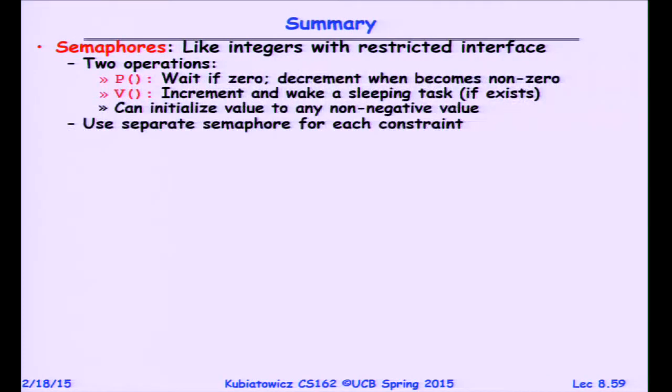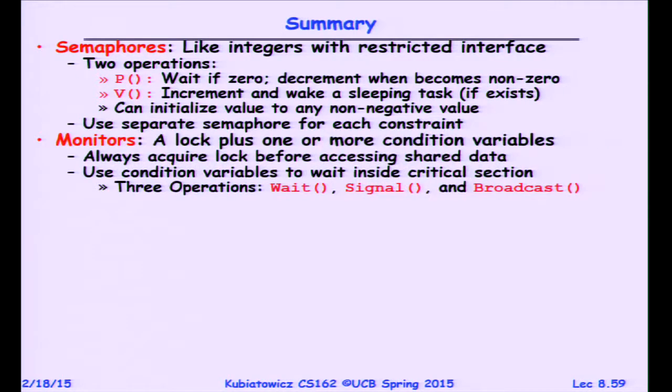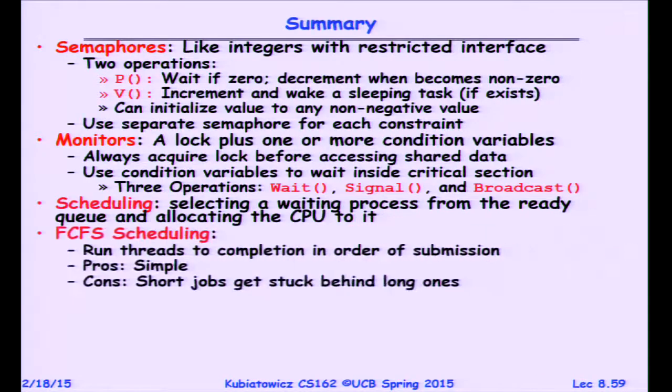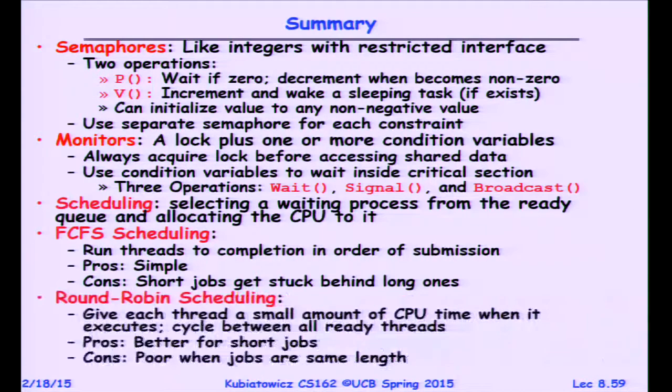So in conclusion, we talked about semaphores. They're like integers with a restricted interface, only two operations, P and V. They're atomic. We talked about monitors, which are a lock and one or more condition variables. And we started talking about scheduling, and next time we'll talk about a bunch of scheduling.